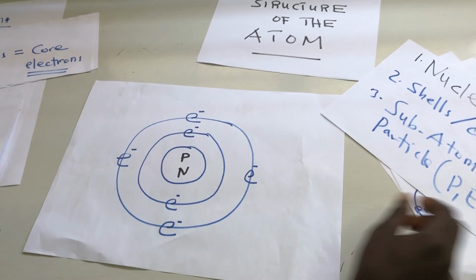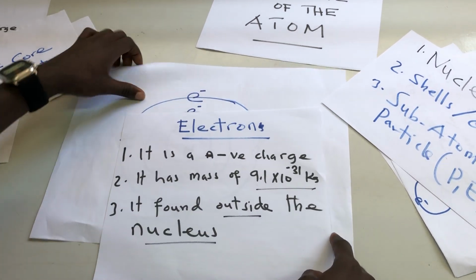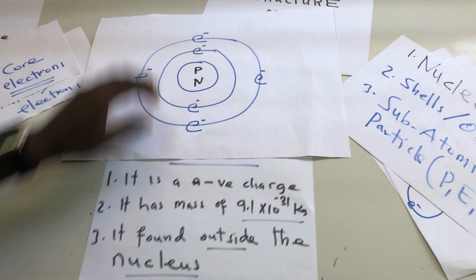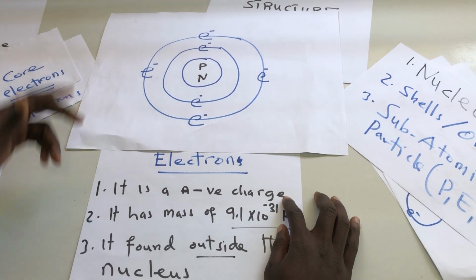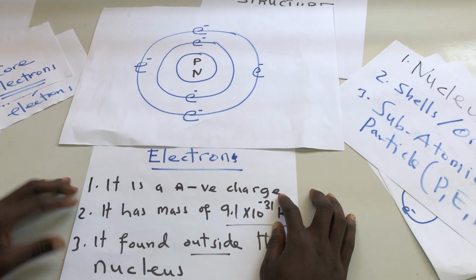So starting by electrons. Electrons, it is a negative charge. Ndio maana nimeweza kuweka sign hapa which show it is negative. So that is number 1.